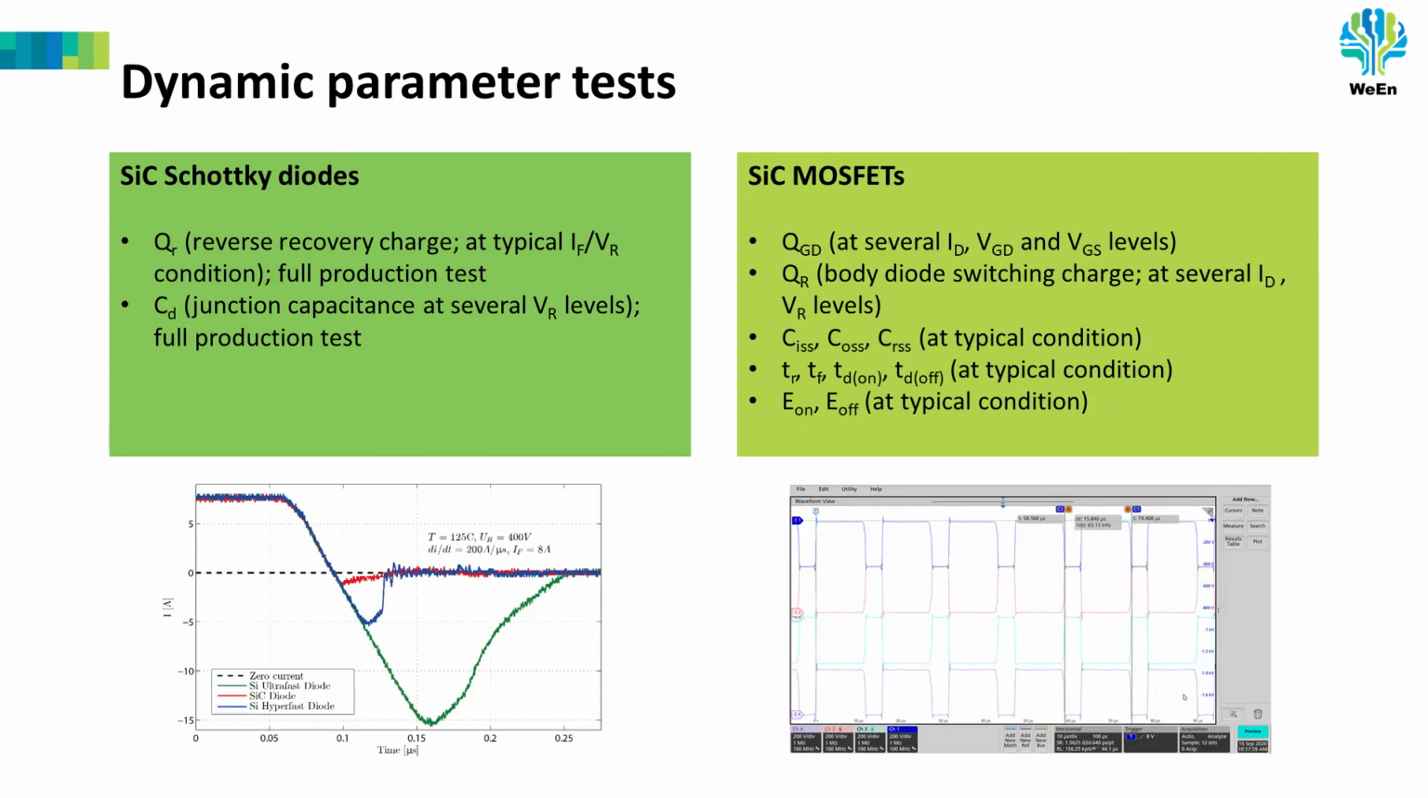For dynamic parameter tests, for silicon carbide Schottky diodes, we test QR, reverse recovery charge, and CD, junction capacitance. In the picture bottom left, the red line shows the extremely low QR for silicon carbide Schottky diodes. For silicon carbide MOSFETs, we measure QGD, QR, different capacitances like CISS, COSS, and CRSS, tr, tf, td(on) and td(off), and Eon and Eoff.